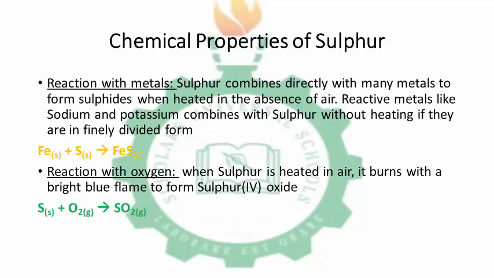First, reaction with metals. Sulphur combines directly with many metals to form sulphides when heated in the absence of air. But reactive metals like sodium and potassium combine with sulphur without heating if they are in finely divided form. That means when you have solid sulphur and solid sodium and you grind them into powder, they can react directly without heating. Now this is iron reacting with sulphur to form iron(II) sulphide.